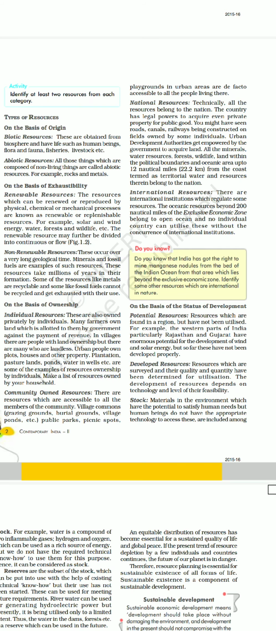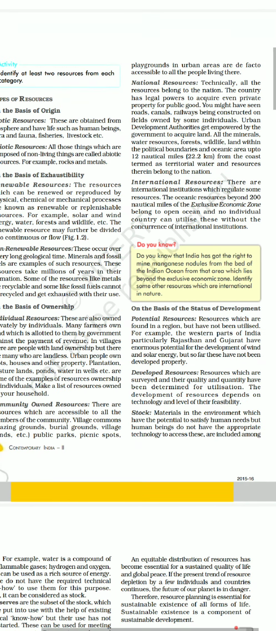The next is international resources. For this we have international institutions and bodies like the United Nations and other such bodies. One good example of an international resource is the oceanic resources.